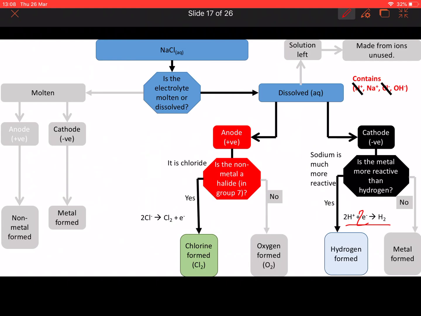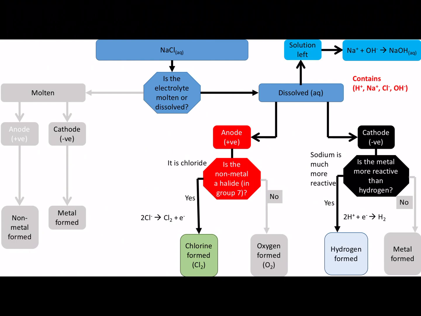If you have a look up here, we have used the hydrogen ions, we've used the chloride ions. That means that we've got sodium ions left and hydroxide ions. That means that the solution that we're left with is those ions that we haven't used. So it's sodium ions, hydroxide ions, and that gives us a solution of sodium hydroxide.